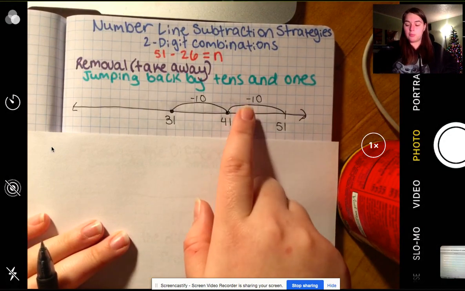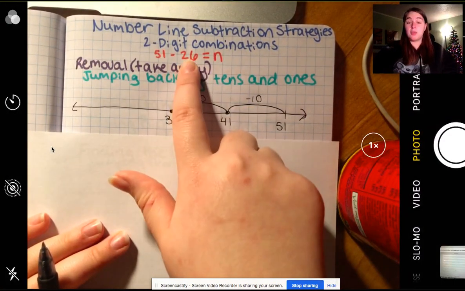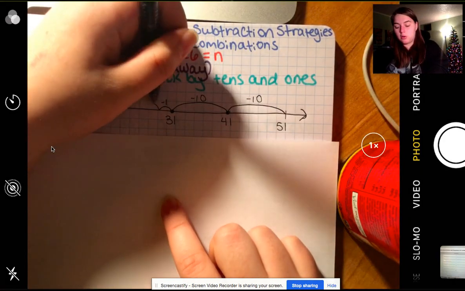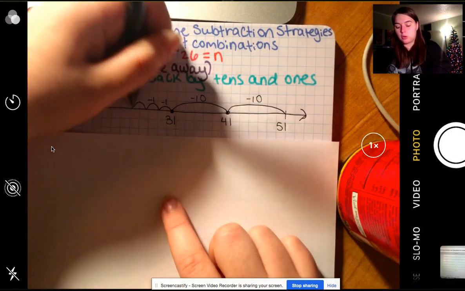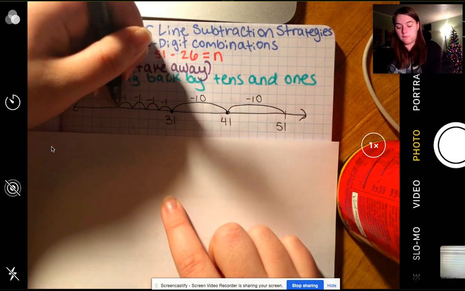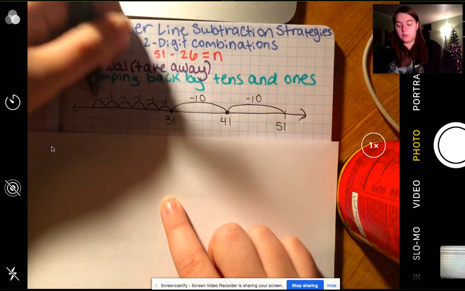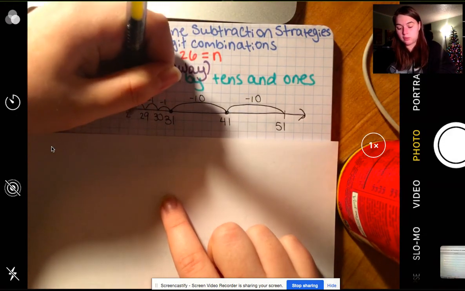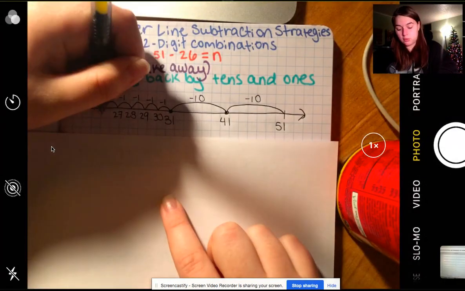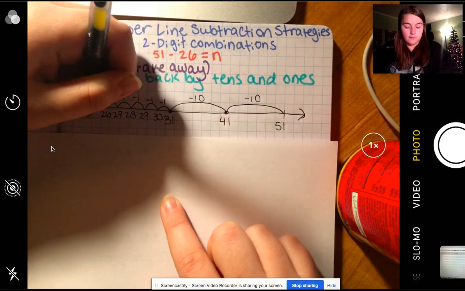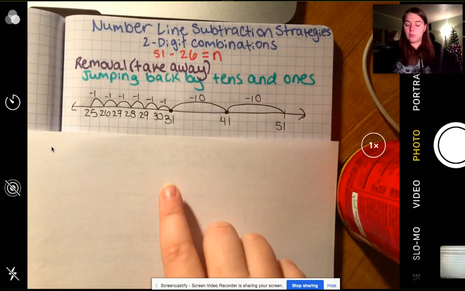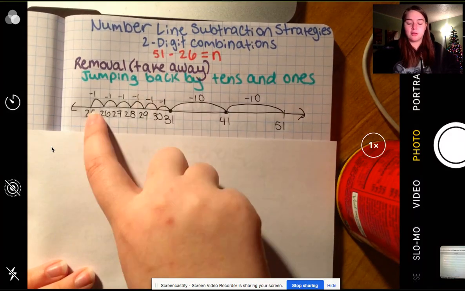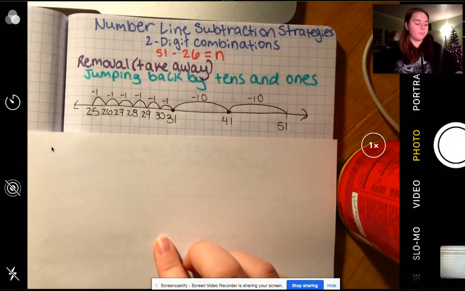Okay, so now we've jumped back 2 tens. So we've jumped a total of 20. We still have 6 more to go. So if we want to, we can just jump one by one. So 1 is 1, 2, 3, 4, 5, 6. So 31 minus 1, 30, 29, 28, 27, 26, 25. So using that strategy, we jumped back 26 in all, but we just broke it up into just tens and ones and landed at 25. So that would be our answer there.